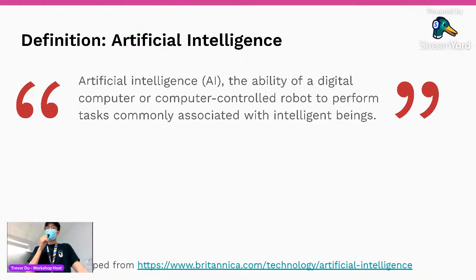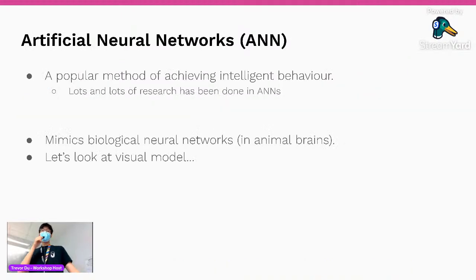So what is the definition for artificial intelligence? I just shamelessly ripped this definition from Britannica, but basically what it says is artificial intelligence, or AI, is the ability of a digital computer or computer-controlled robot to perform tasks commonly associated with intelligent beings, so like humans. And a popular method of achieving intelligent behavior is using artificial neural networks, or ANNs. And lots of research has been done into ANNs since even the 60s, before computers were a big thing. What they do is that they mimic biological neural networks, so like our brains.